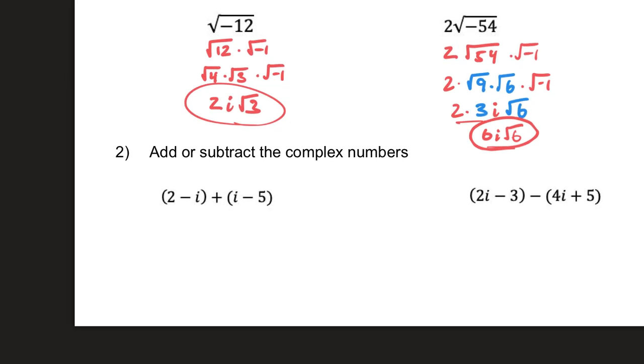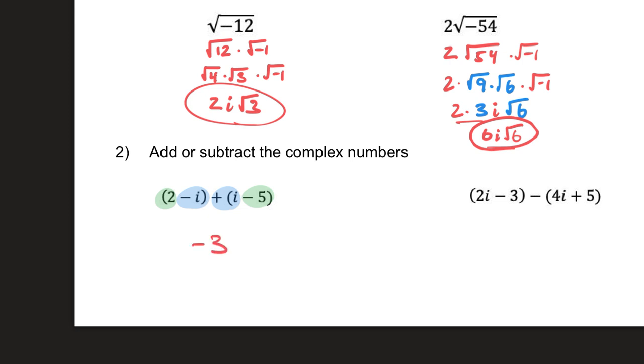Okay, on to number 2. And this is just as easy as combining like terms. So in this problem, the 2 and the negative 5 will go together, and the negative i and the plus i will go together. What's my final answer? Well, 2 minus 5, which is negative 3.